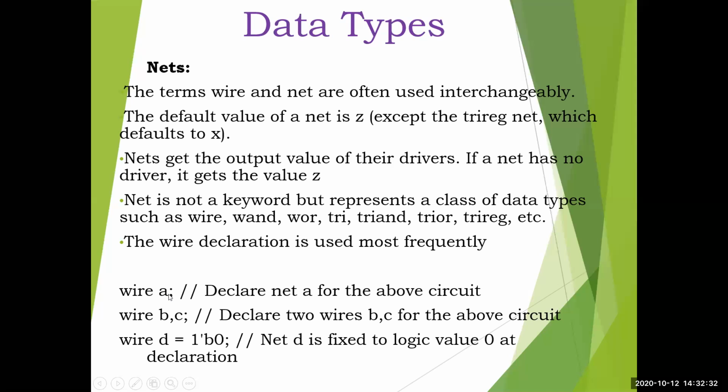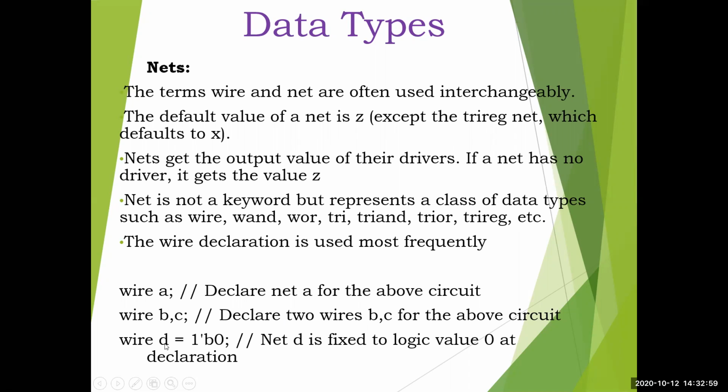Now we'll see the example. Wire A means declare net A for the above circuit. Wire B, C means declare two wires B and C for the above circuit, declaring them as a net data type. Just as in a C program you write int A = 10, declaration along with assignment, in the same way you can do it in Verilog: wire D = 1'b0.